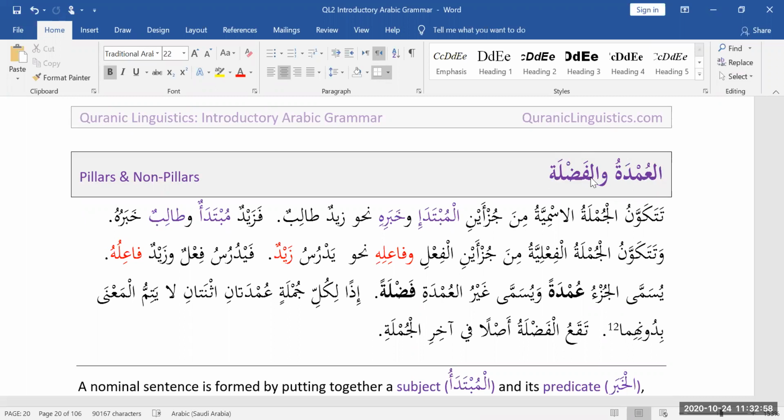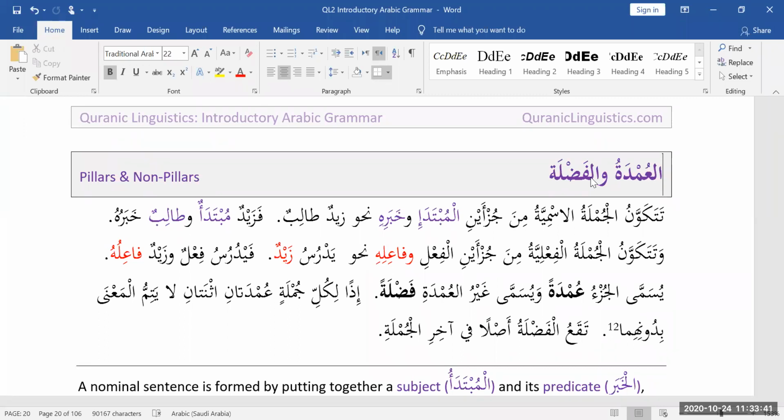We have talked about two types of words, inflected and uninflected, mu'rab and mabni. Mu'rab is a word that changes its ending depending on the grammatical function. And mabni, on the other hand, does not change. We learned that al-ism and al-mudari are mu'rab with some exceptions for each. We also learned that words that are mu'rab have states.